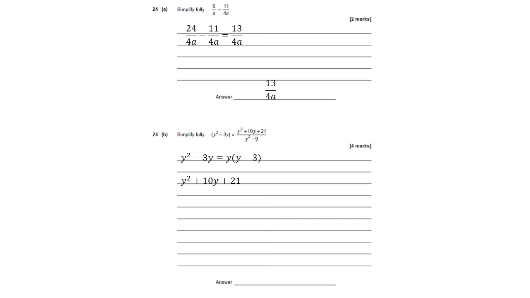Quadratic on the top of the fraction, y squared plus 10y plus 21. We're going to see if we can factorise this now. So we need two numbers that will multiply to make 21 and will add to make 10. Not too bad here because there aren't many things that multiply to make 21. We can see that that's 3 and 7. So this must be equal to y plus 3 times y plus 7.